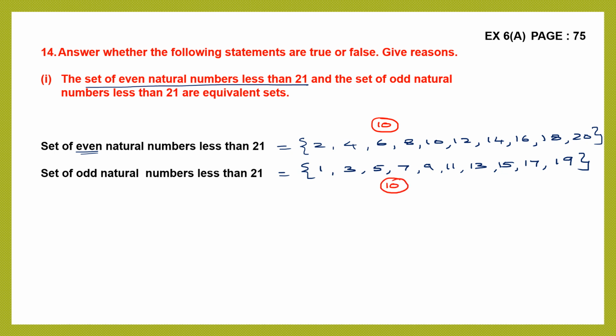So that means this statement is true because these two sets are equivalent sets. So let's write that. True because both the sets have 10 elements each. They've asked us to give a reason also. So we've given the reason that they are equivalent sets because they have the same number of elements, 10 elements each.